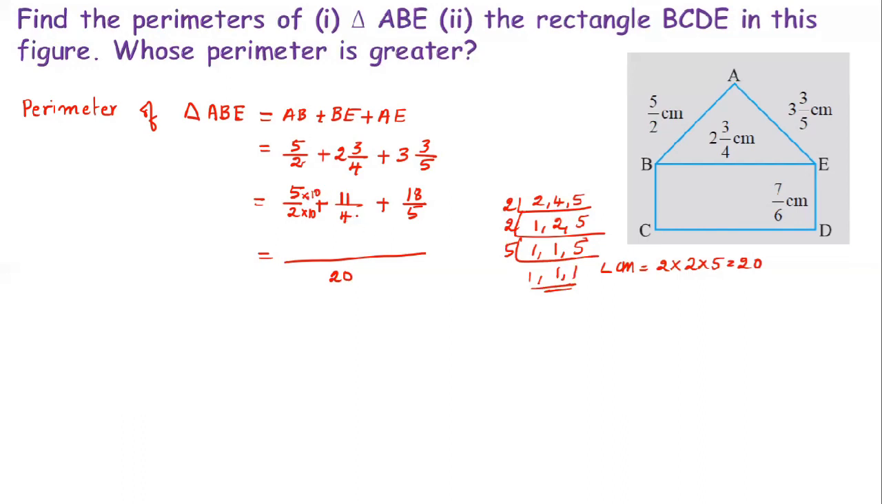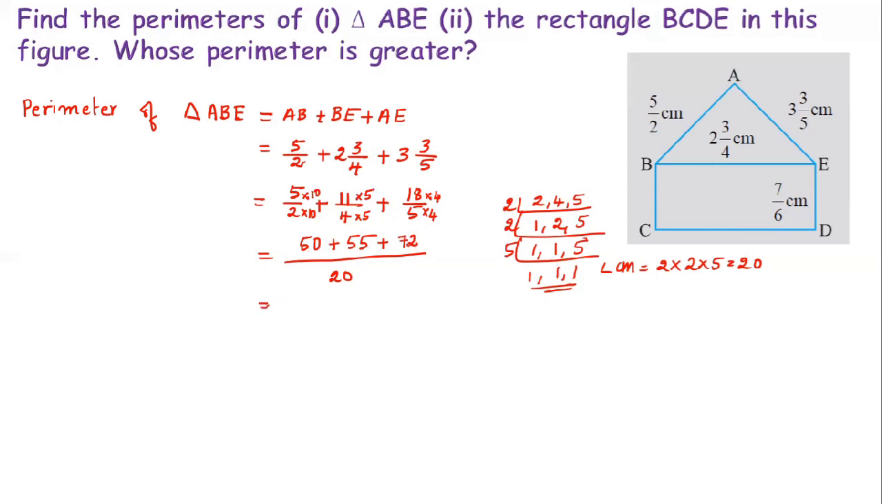For this, 4 how much are 20? 5 fours are 20. Here also multiply by 5. Here 5 how much are 20? 5 fours are 20. Multiply the same number to the numerator. Now 5 tens are 50. 11 fives are 55. 18 fours are 72.